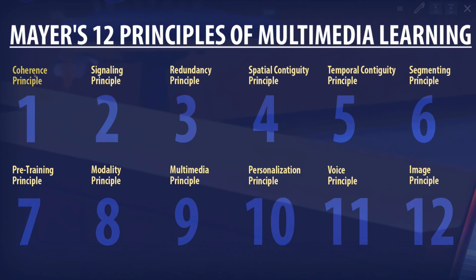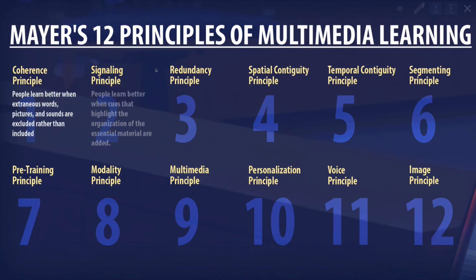First up is the coherence principle. People learn better when extraneous words, pictures, and sounds are excluded rather than included. Also known as the KISS rule, which is keep it super simple. Signaling principle. People learn better when cues that highlight the organization of the essential material are added. That makes a lot of sense. A simple version of this would be just rollovers, something like that, which we already covered.